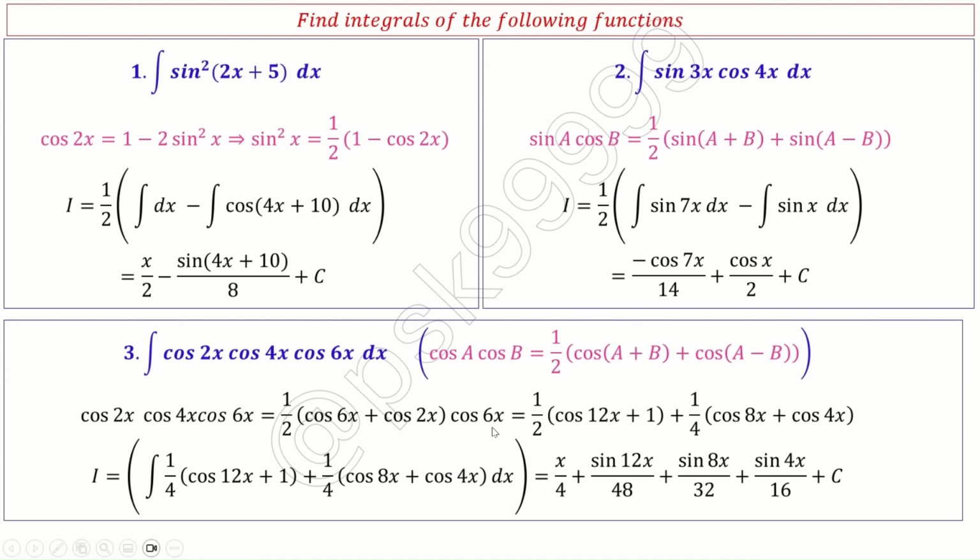Then again I am simplifying using the same identity, cos A into cos B, because this is cos 6x into cos 6x, which is nothing but cos 12x. Then cos 2x plus cos 6x, which is nothing but 1 by 2 into 1 by 2, that is 1 by 4, cos 8x plus cos 4x. Okay, now this is a very simple form, right? Everything is in cos and one constant is there. So I'll get x by 4 plus sine 12x by 48 plus sine 8x by 32 plus sine 4x by 16 plus constant. Okay, next.